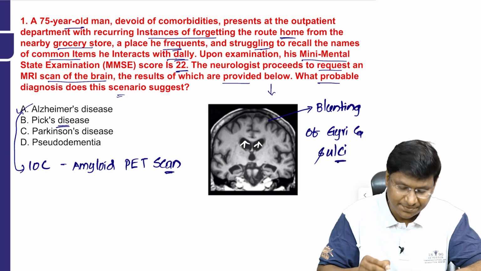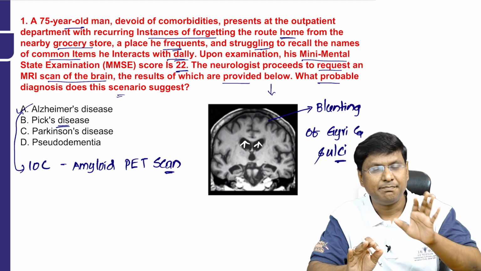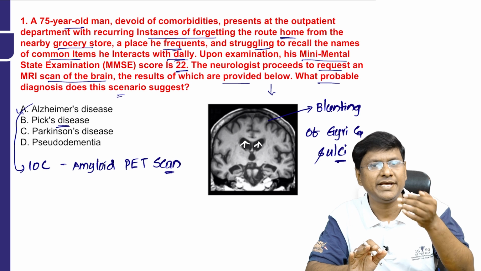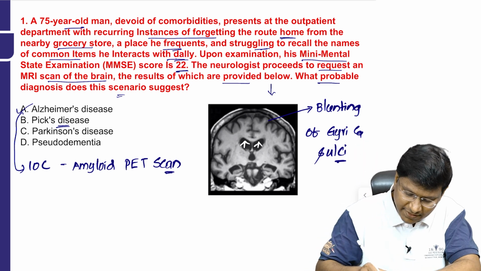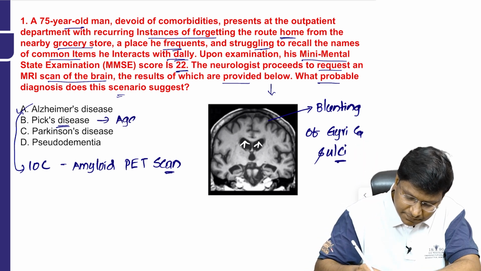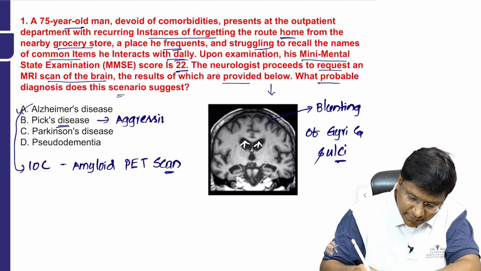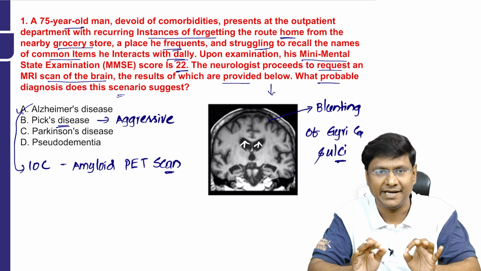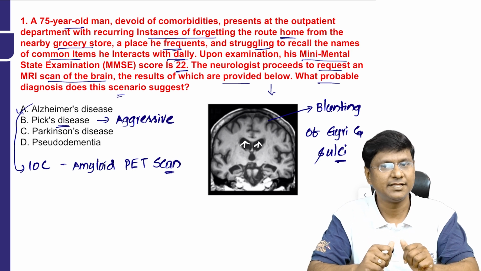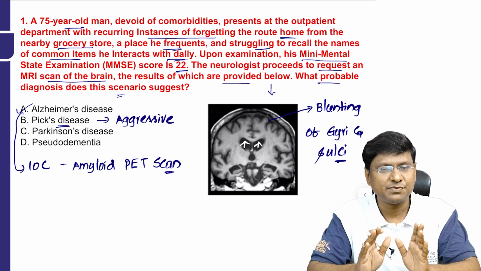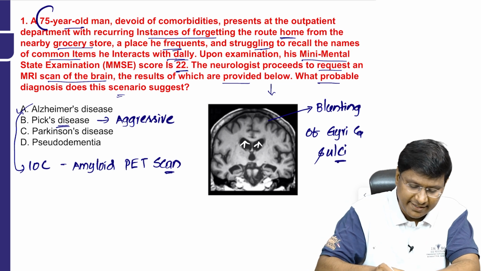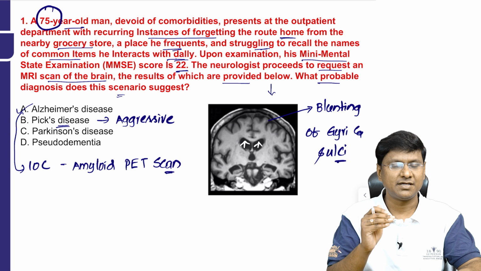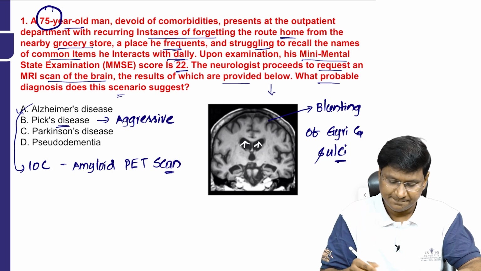Whereas if you talk about the other options, why not Pick's disease? See, in Pick's disease, you have damage to the frontal lobes and it makes the patient aggressive or socially inappropriate. That is what you will observe in case of Pick's disease. And Pick's is not usually observed in elderly individuals, like our patient who is around 75 years. It is present in those less than 50 years.